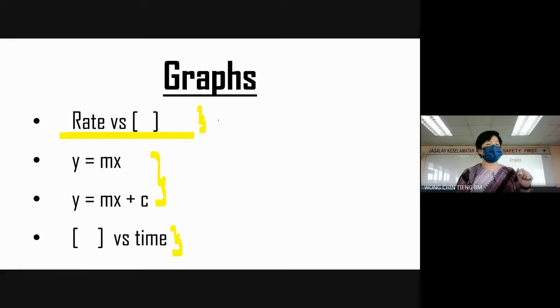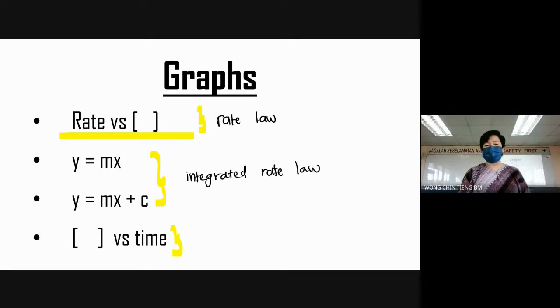For rate versus concentration, we are going to use the formula of rate law. For the y equals mx and the y equals mx plus c, a bit of tips, we will use the integrated rate law. That means we will have 2 graphs that use the integrated rate law and 1 graph that uses the rate law formula. Okay? It is easier if you memorize the formula.